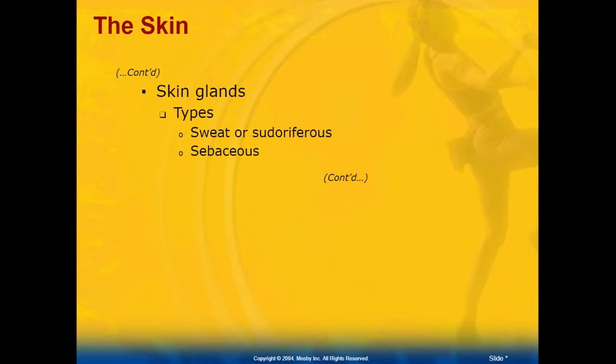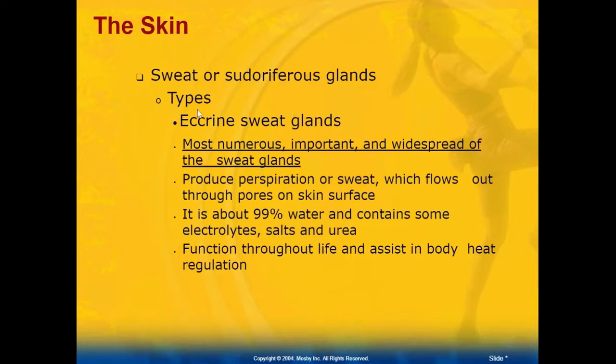All right, so the skin. We talked about the skin earlier, but we need to talk about the glands, the oil glands and the sweat glands. Sweat glands good? Do we want sweat glands? Yeah, we want the good sweat glands. We have two different types: sweat or sudoriferous glands, and sebaceous glands. So we'll figure out the difference between the two. For the first one, sweat or sudoriferous glands, we have two different types, eccrine and apocrine.